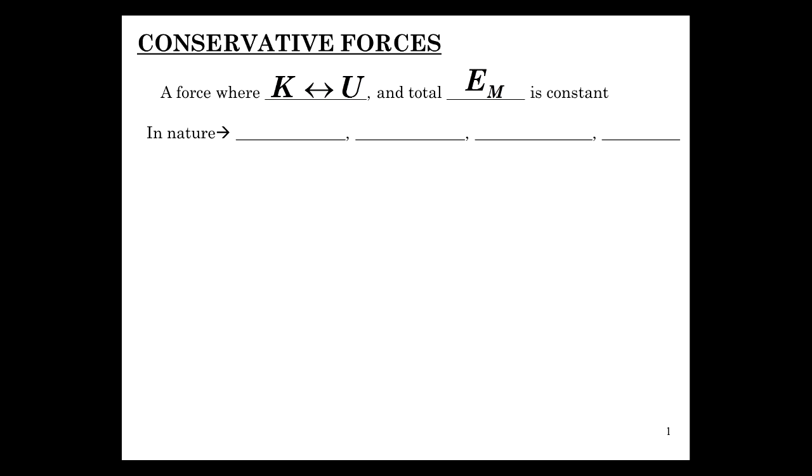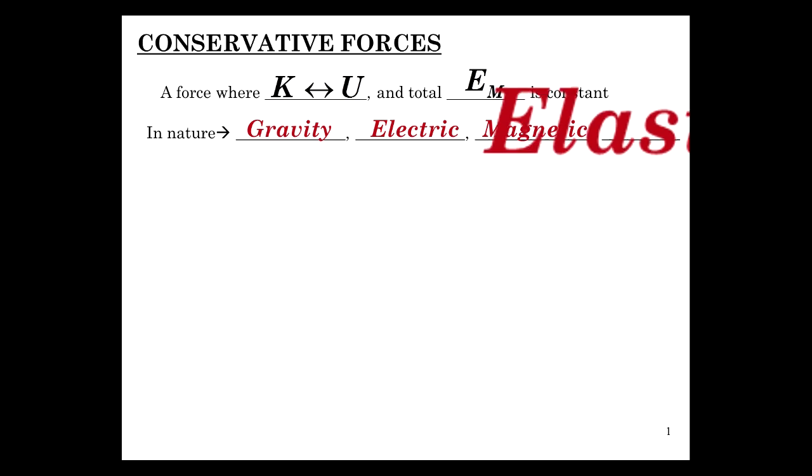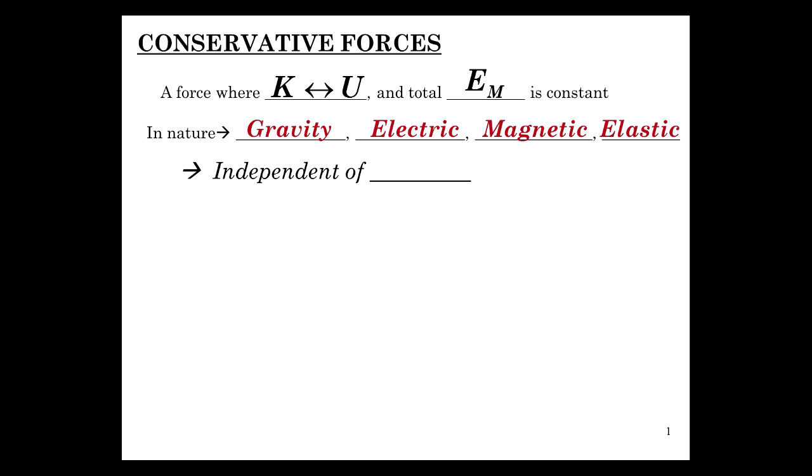In nature, examples of these kinds of forces include gravitational force, electric force, magnetic force, and elastic forces. Of course, it turns out elastic forces are really electric/magnetic, or electromagnetic, but nevertheless, we can distinguish them in a practical sense. Now, some characteristics of conservative forces: for one thing, they're independent of the path taken.